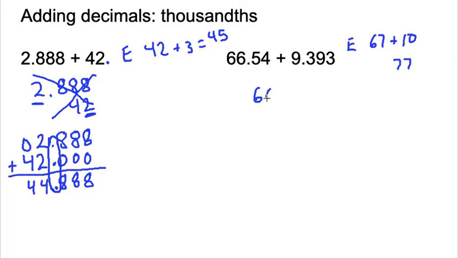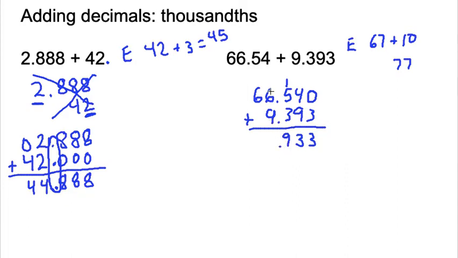So we put 6 and 54 hundredths, or since the other one goes out to thousandths, you can make that 540 thousandths, so you have the same place value. Then 9 and 393 thousandths. Then we add those together. 0 plus 3 is 3. 9 plus 4 is 13. Carry our 1. 5 plus 3 is 8, plus the 1 is 9. Decimal there. 9 plus 6 is 15. 5, carry our 1, and that gives us 7. So it was 75 and 933 thousandths.